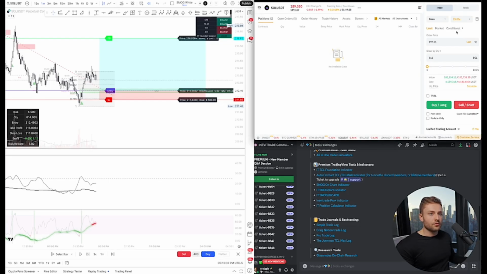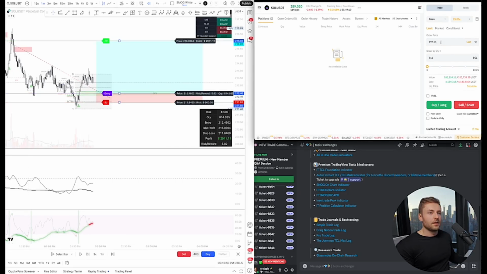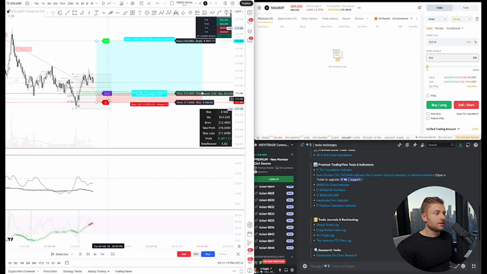Now I can go over to my exchange, and all I have to do is look at this data box here. I can input my order price, which is going to be your entry price, so 212.46. Your quantity is going to be 814, and then you're checking this take profit box, inputting your take profit and your stop loss, and then you're going to hit buy long. That's going to set a limit order to risk the specific amount in order to target this amount.